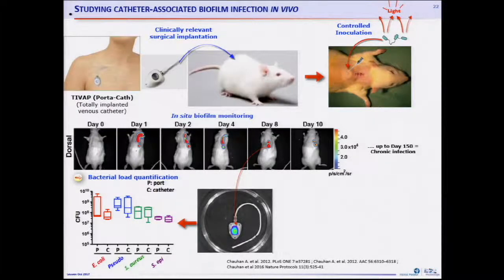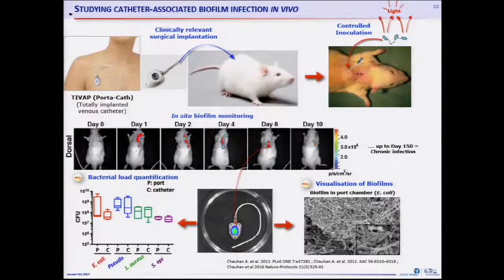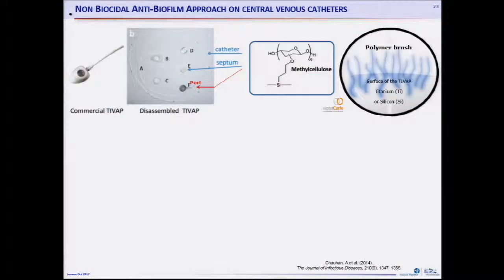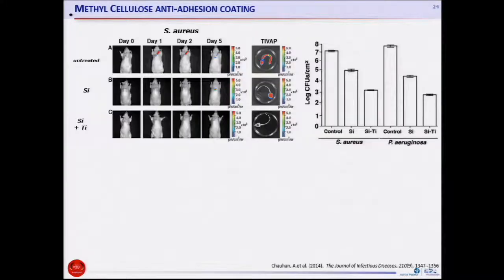So we've been doing that with different bugs like E. coli, Pseudomonas, Staph aureus, Staph epidermidis. And you can also visualize the biofilm within the catheter, and you can see very nice biofilm in this. So using this methylcellulose, we disassembled this TIVAP. You have a few pieces. There are some pieces here that are in silicone, and the port here is actually in titanium. And then we've been grafting this methylcellulose on the catheter, and we've been using this in our model.